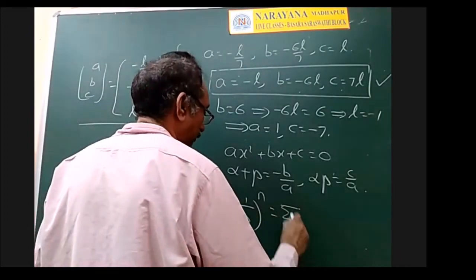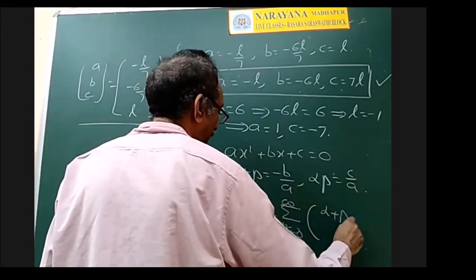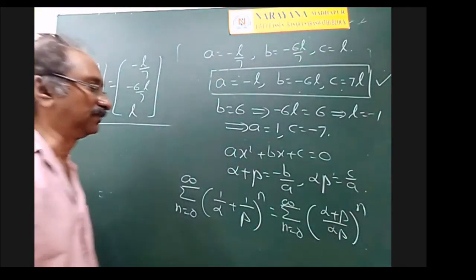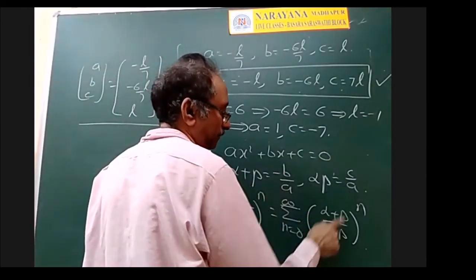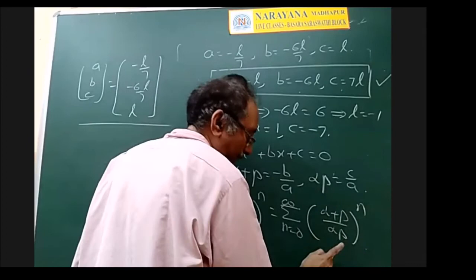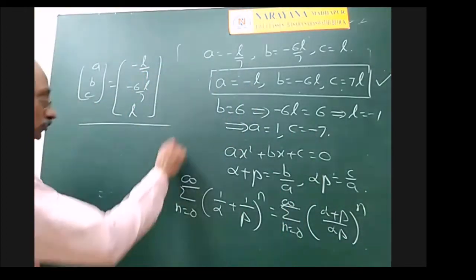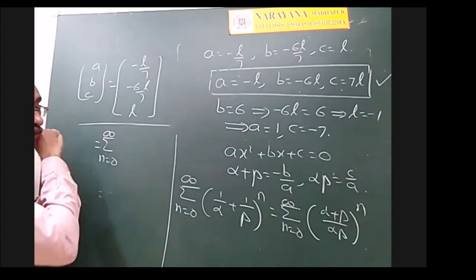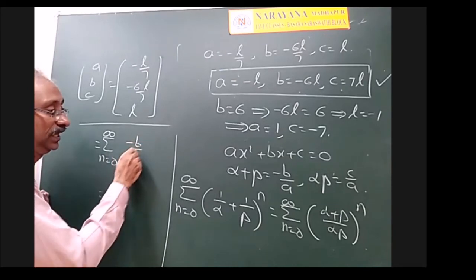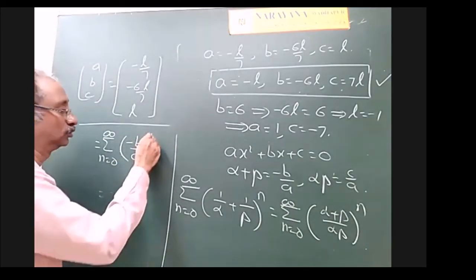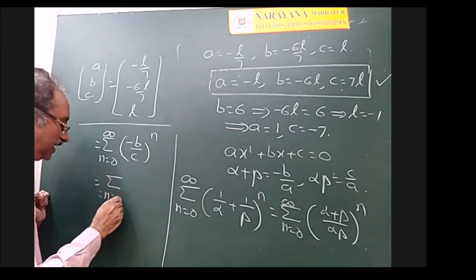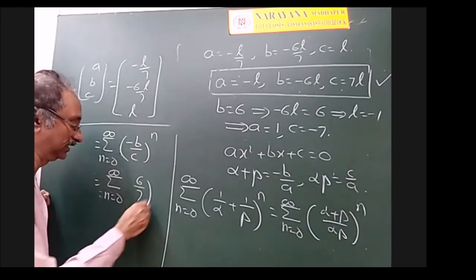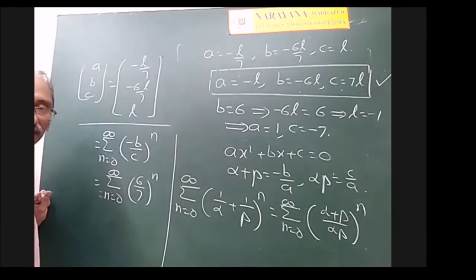That is sigma n is equal to 0 to infinity, alpha plus beta by alpha beta whole power n. And what is alpha plus beta? Minus b by a. Alpha beta is c by a. Minus b by a by c by a, a will be cancelled. So that is equal to summation n is equal to 0 to infinity, minus b by c whole power n. But you know the value of b and c. B is 6, C is minus 7. Therefore, it is 6 by 7 whole power n.